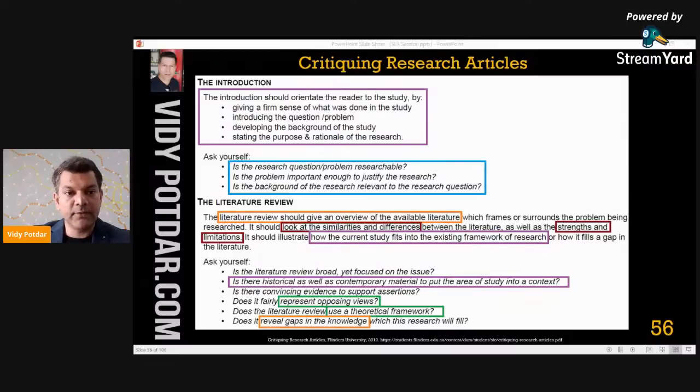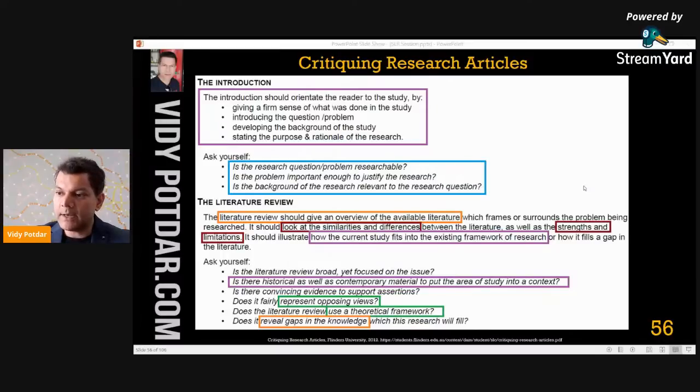When you look at the literature review part, you have to see: does the literature review give an overview of the available literature? Does it look at the similarities and differences between the literature, the strengths and limitations, and how the current study that you are doing fits in the overall framework of this research? What gap does it fill? So these are the things that you have to look for when you are writing or criticizing a research article.